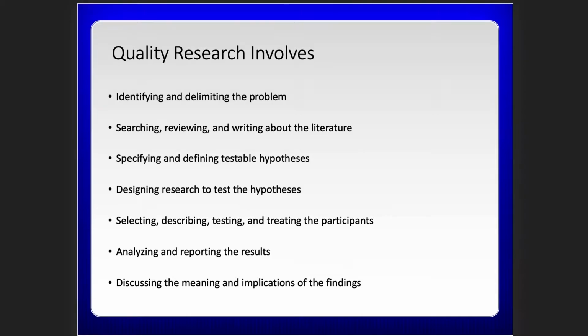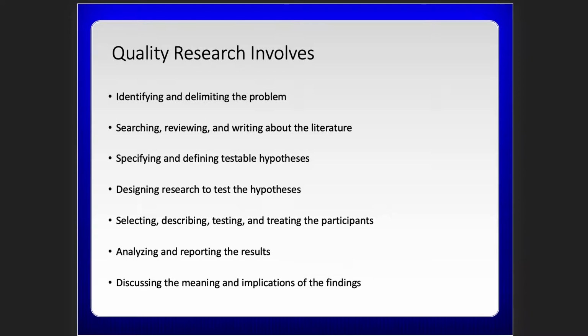So quality research, there are some things that need to happen here. Quality research involves identifying and delimiting the problem. So being able to identify what's the issue? What are we having problems with? What question has not been answered? That's really what we're trying to find out.